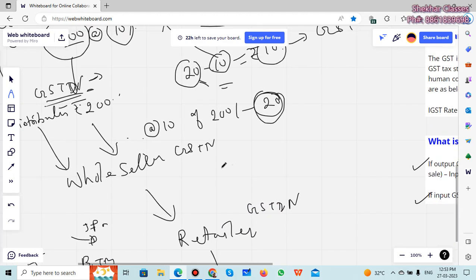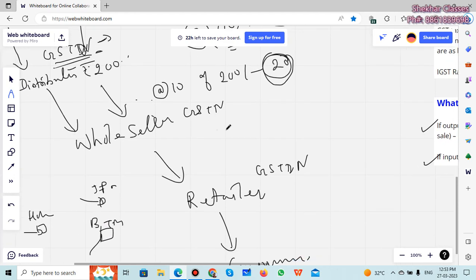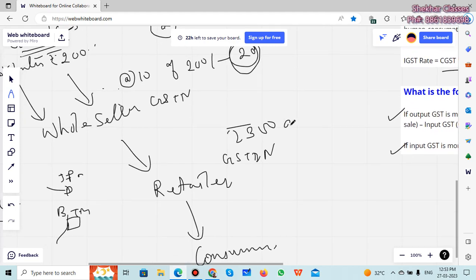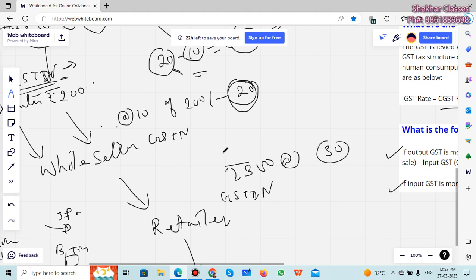Now this one, he sold it to the wholesaler at 200. The wholesaler sold it to the other one at 300 rupees. See how much tax he will collect at 10%? 30 rupees. He has already paid 20 rupees to the wholesaler by buying it. So this is the output, this is the input. He will pay again 10 rupees to the government, right? To the GST department. How much? 10 rupees.